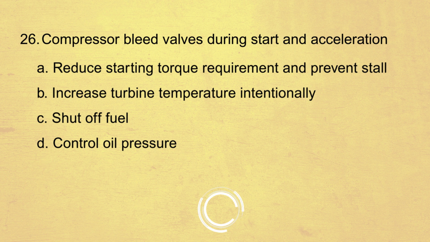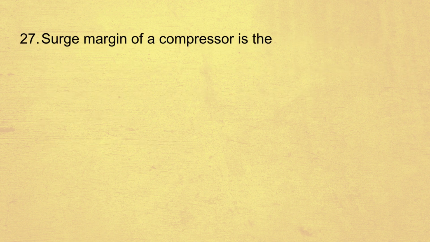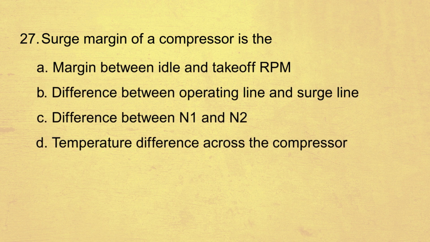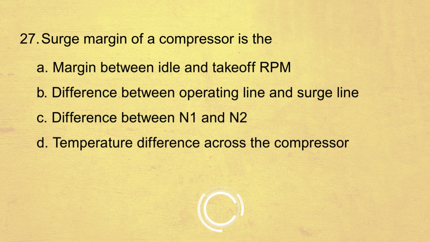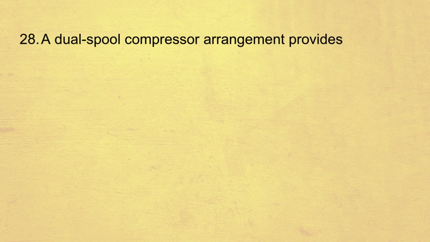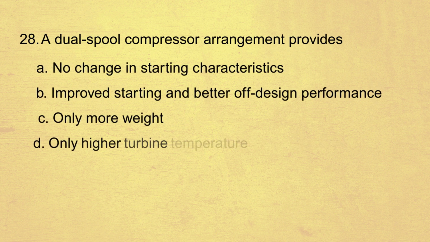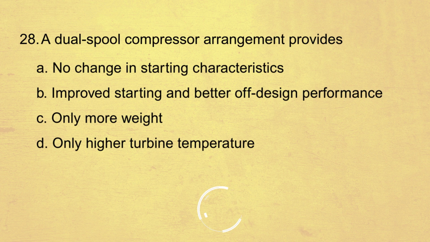Compressor bleed valves during start and acceleration reduce starting torque requirement and prevent stall. Surge margin of a compressor is the difference between the operating line and the surge line. A dual spool compressor arrangement provides improved starting and better off-design performance.